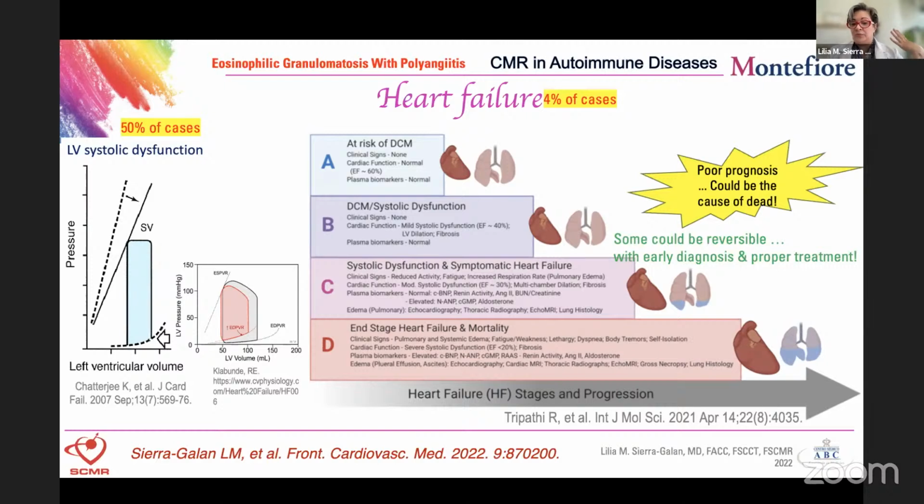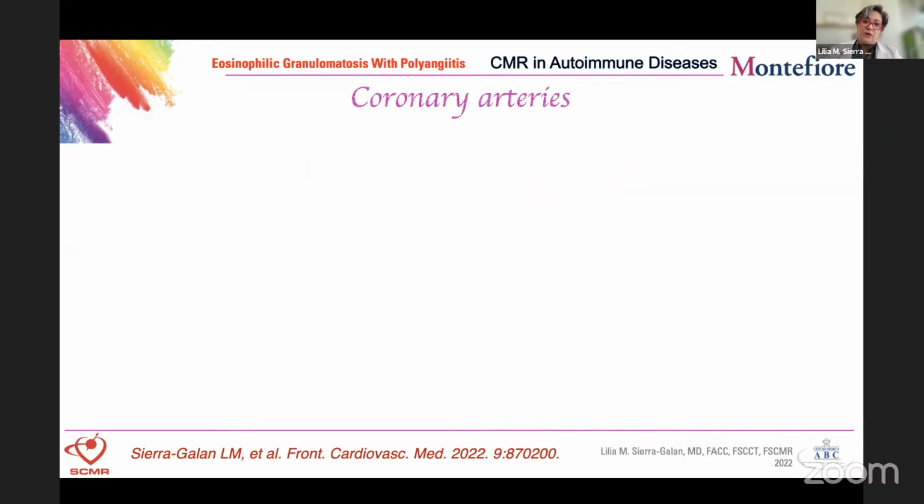So CMR should be done early in the process of the diagnosis of eosinophilic granulomatosis with polyangiitis. And there is less recovery and worse prognosis when the heart failure is due to myocarditis.